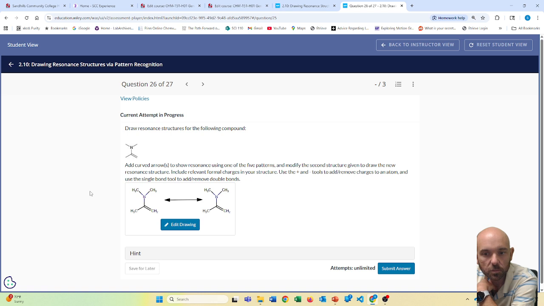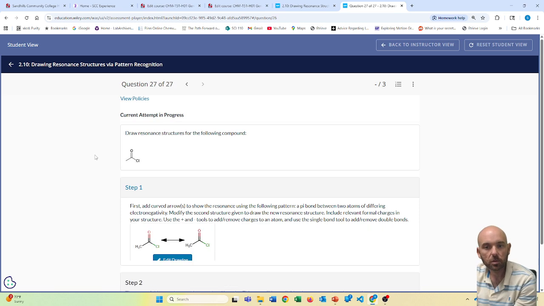On question 26, we have a lone pair adjacent to a pi bond. So this one should have two curved arrows, one starting on a lone pair and forming a new pi bond, one coming from a pi bond forming a lone pair on a new atom, and we should see some formal charges appear in this structure.